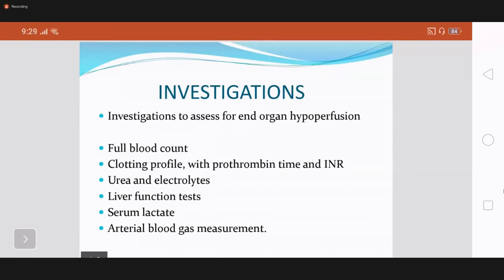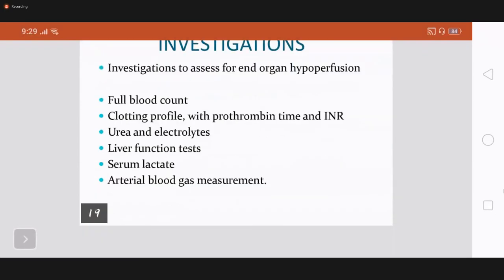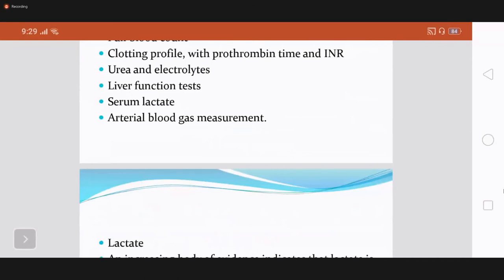So coming now to the investigations. The investigations that are required are a full blood count, like I had previously discussed, to determine leukopenia or leukocytosis, and a coagulation profile with prothrombin time and INR. This will be deranged if the patient develops severe sepsis with DIC. Urea and electrolytes to check the renal functions, the liver function tests, the serum lactate, and the arterial blood gases in case the patient is hyperventilating, to look at the oxygen and the carbon dioxide content.